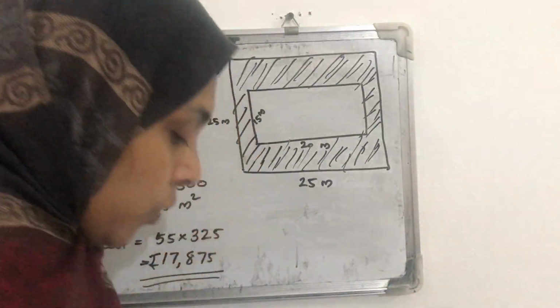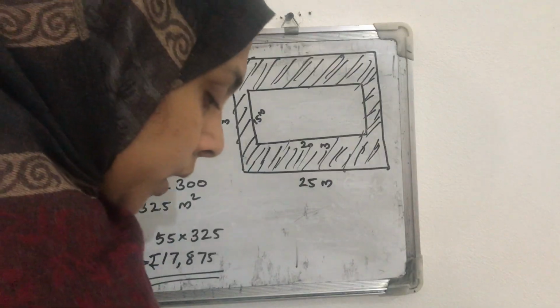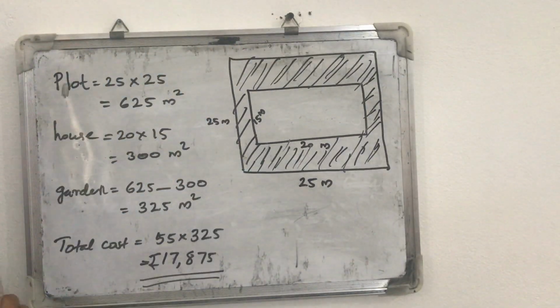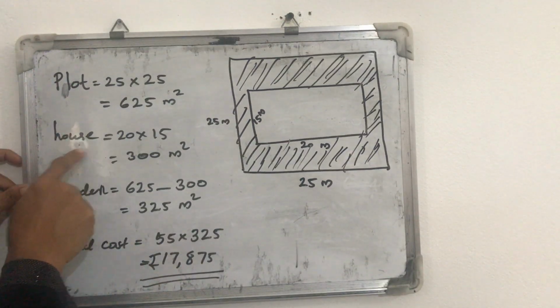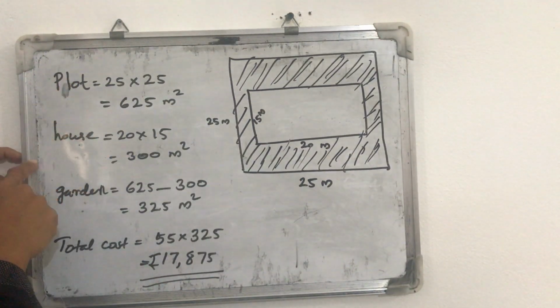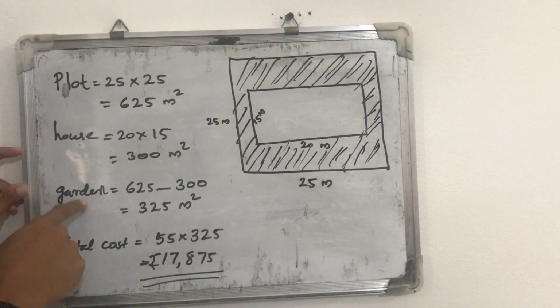Now the next question. You read the question and write the full correct steps by yourself. I will give only a clue like this. The full steps you want to write: area of plot, area of house, area of garden.